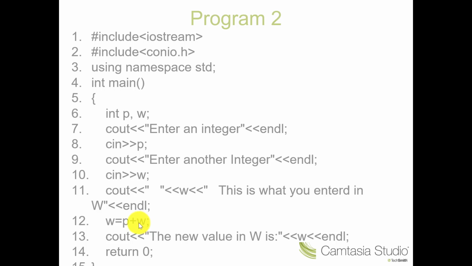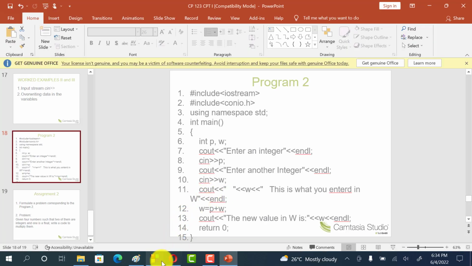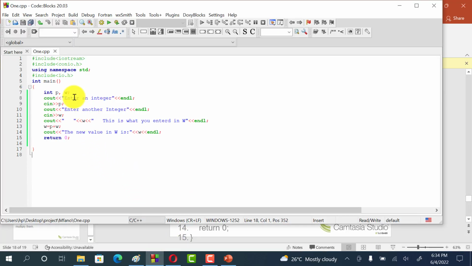After looking at this particular example, we will be able to appreciate the functionality or the reality of data inputting using the input stream and overwriting data in variables. So let us now see what happens. If we come to the compiler, this is the same program. Int pw, text enter an integer, and so forth. Let us compile this program and see how it behaves differently from the first one.